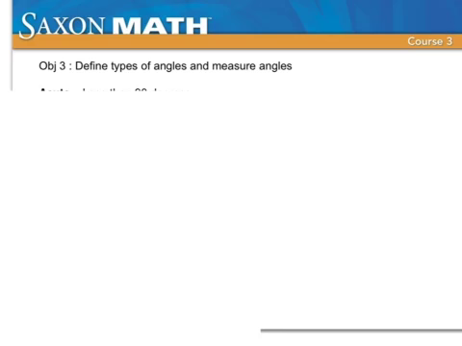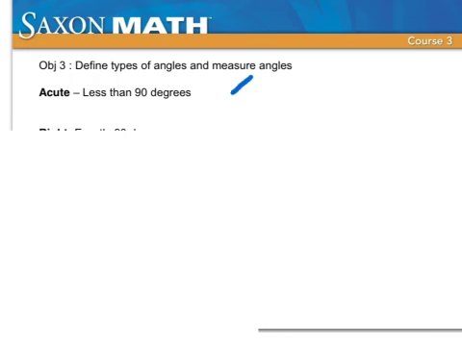Okay, objective 3 is to define types of angles and measure angles. So let's first define types of angles. First type of angle you need to know is acute. An acute angle is less than 90 degrees. Acute angles look like they're kind of closing their mouths. Okay, now they can be a little bit closed, they can be a lot closed.